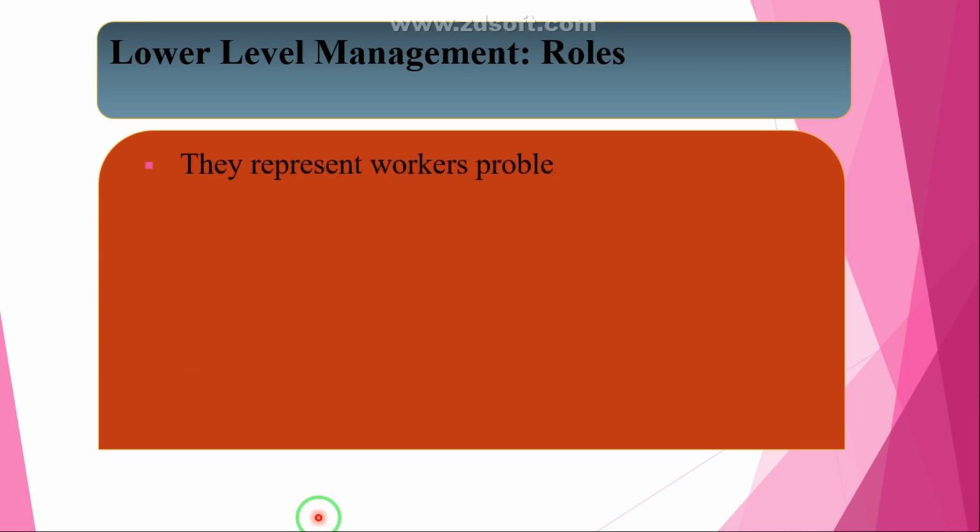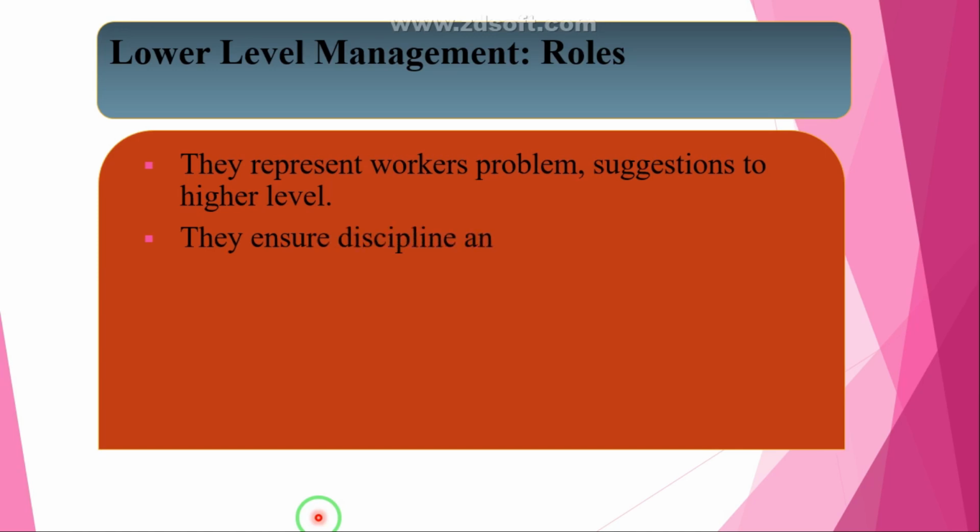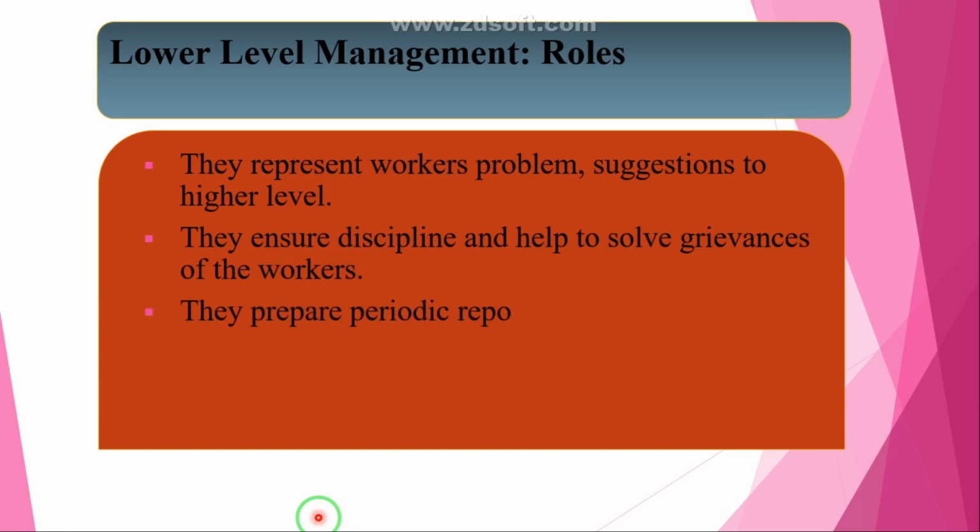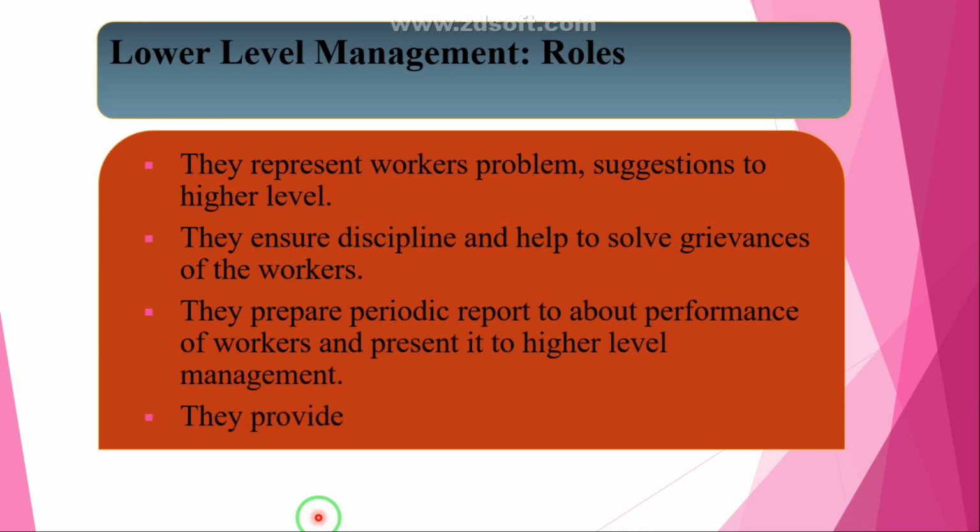They represent workers' problems and suggestions to the higher level. They ensure discipline and help to solve grievances of the workers. They prepare periodic reports about the performance of workers and present them to high level management. They also provide training to the workers.